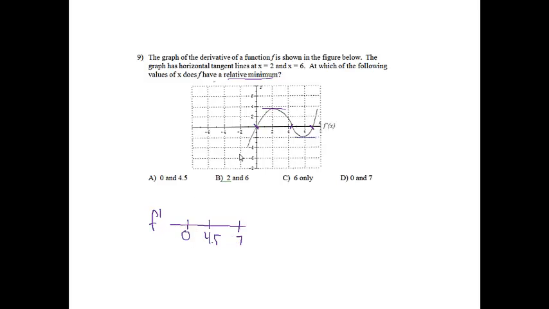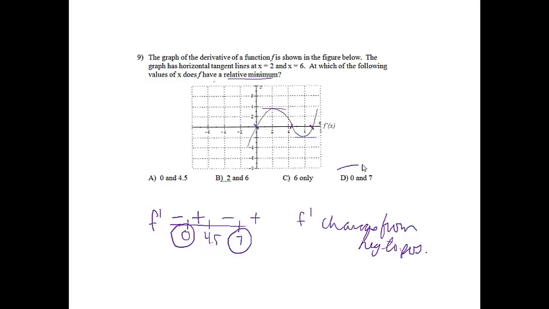Okay, so before 0, f prime is below the x-axis, so that will be a negative value. Between 0 and 4.5, the graph is above the x-axis, so f prime will be positive. Between 4.5 and 7, f prime is below the x-axis, so f prime will be negative. And after 7, the graph is above the x-axis, so f prime will be positive. Okay, if I want a relative minimum, relative minimums occur where f prime changes from negative to positive. So I'm going to be looking at x equals 0, where f prime changes from negative to positive, and then at 7, f prime changes from negative to positive. So D will be my choice for that one.